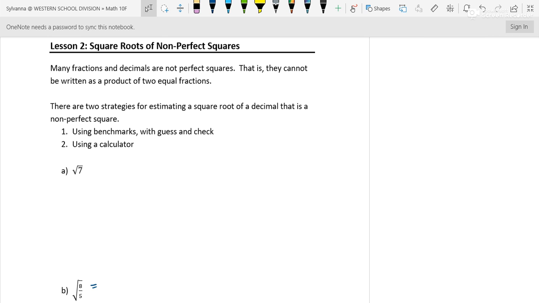Of course, for this unit, we will not be using the calculator during any assignments or tests or quizzes, but we can definitely use them to check our answer at the end to see how close we are when we approximate.